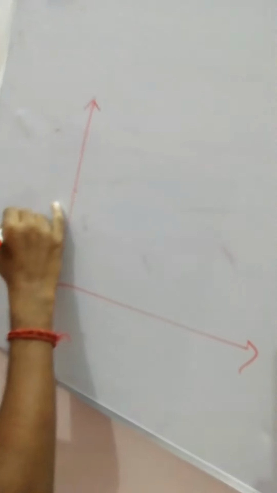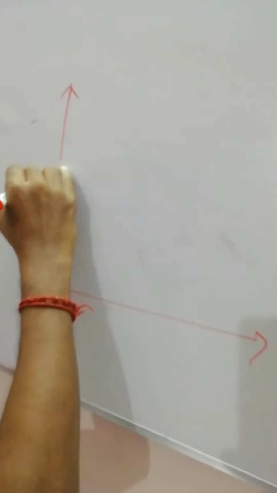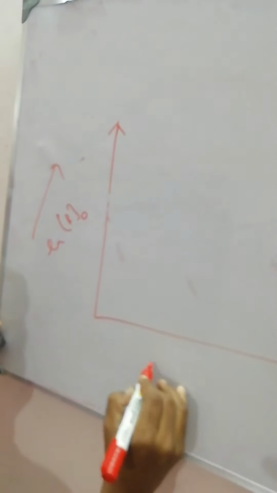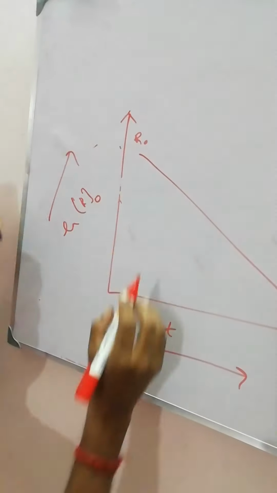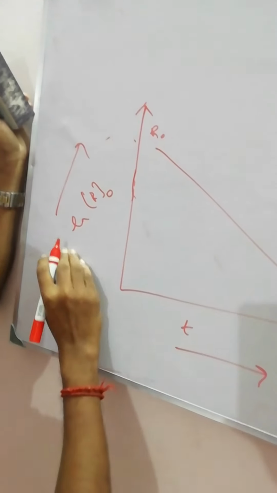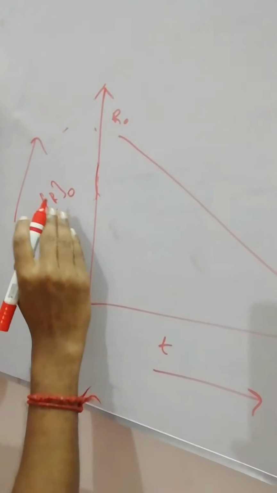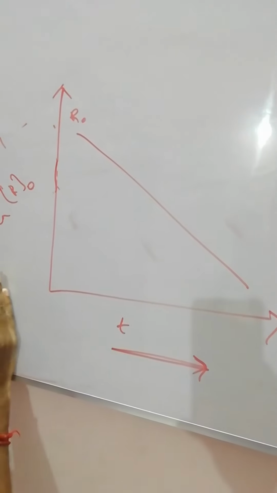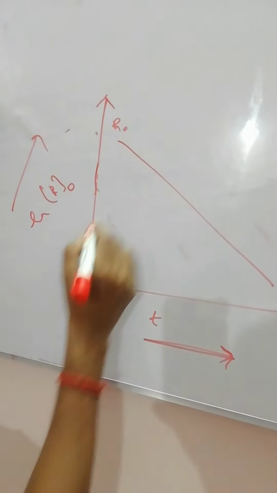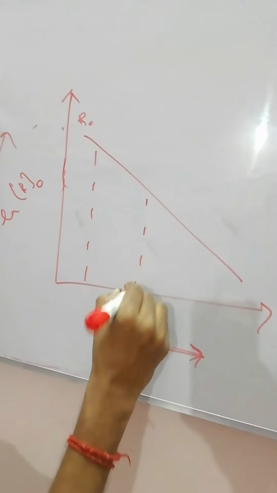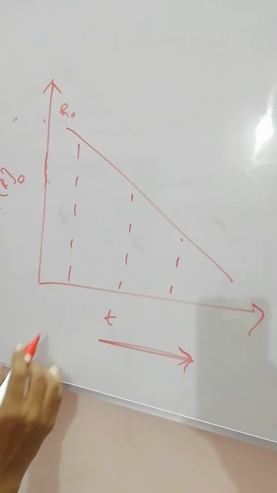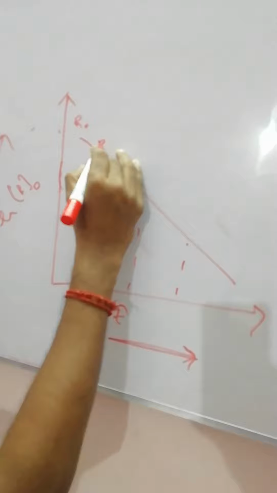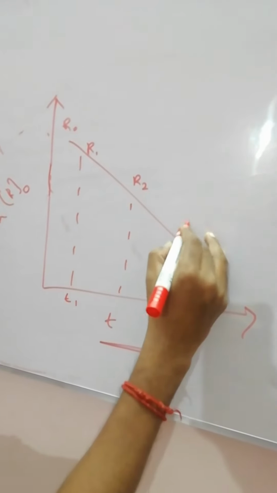For a graph, I am going to draw a graph. ln R0 on the y-axis, time on the x-axis. This is nothing but change in concentration. Concentration decreases with respect to time. We already saw in the first class that concentration decreases in a first order rate equation also. Concentration decreases with respect to time.